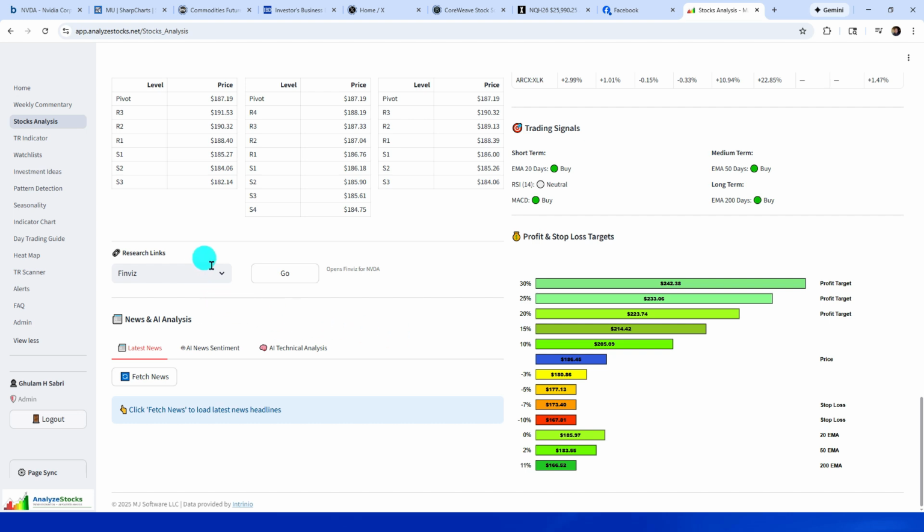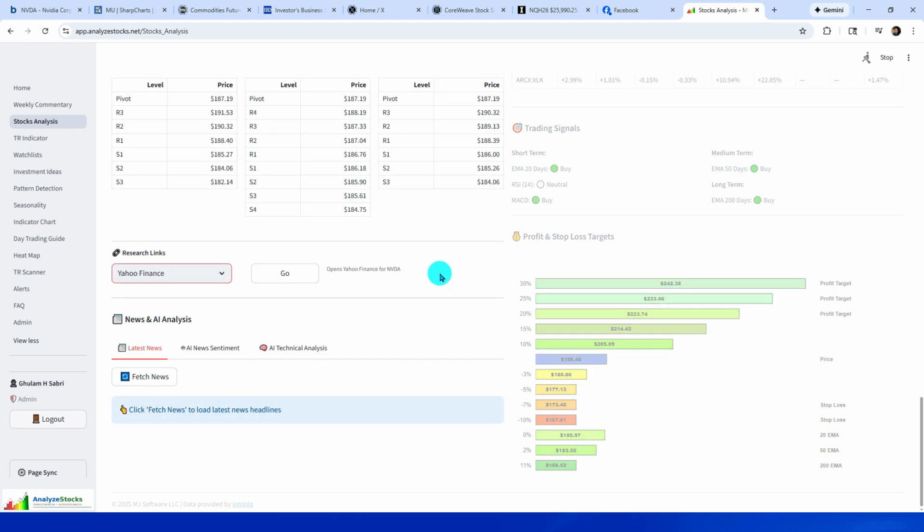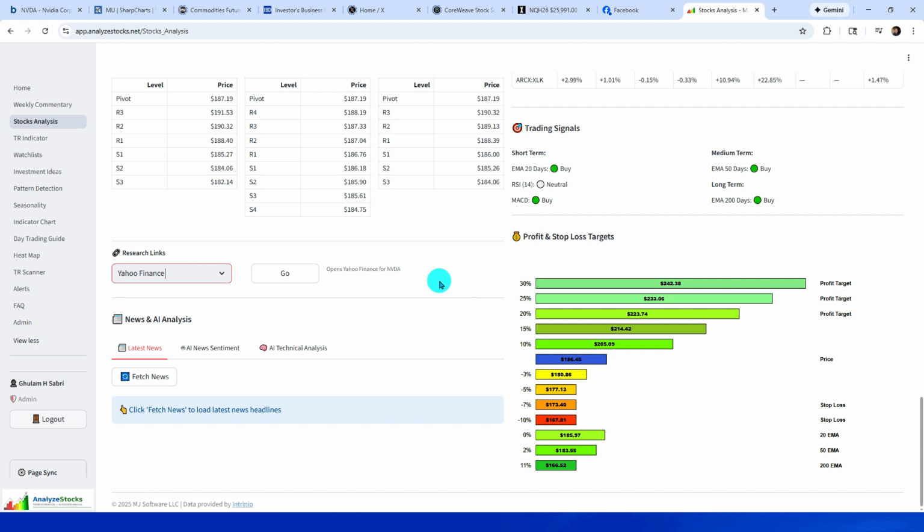We can also select between a number of different outside resources like Finviz, Investing.com, and Yahoo Finance. If you select one of those and press the go button, it will open up a window and go straight to NVIDIA on that particular website.